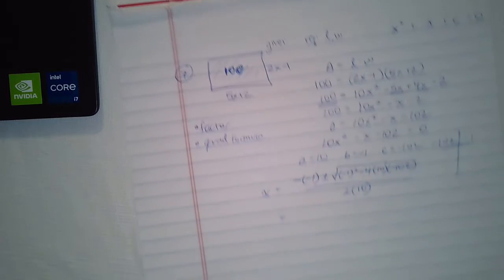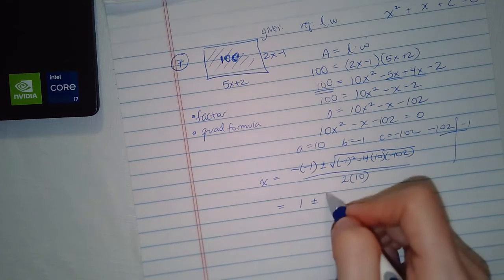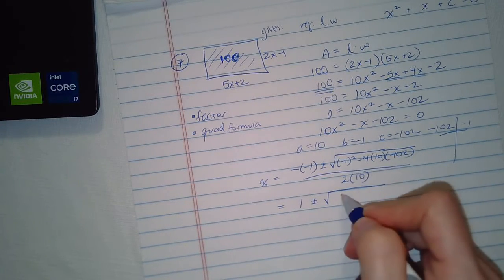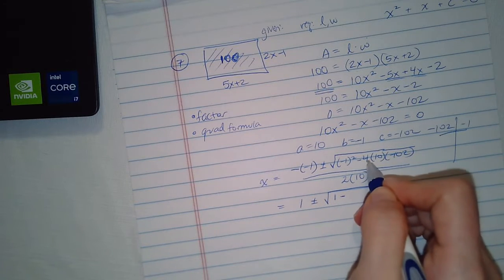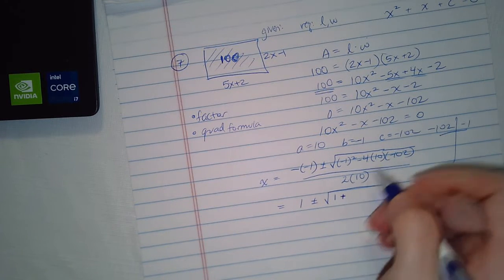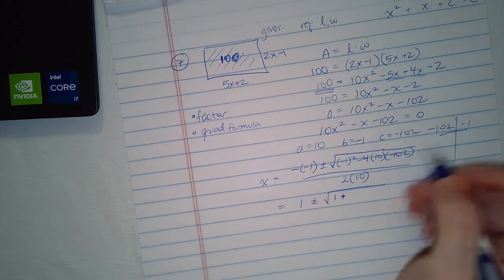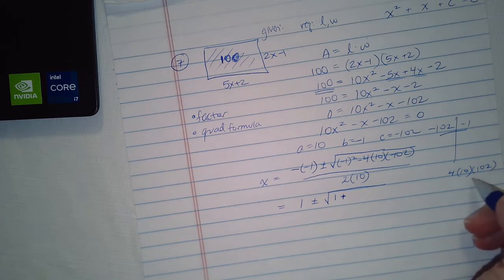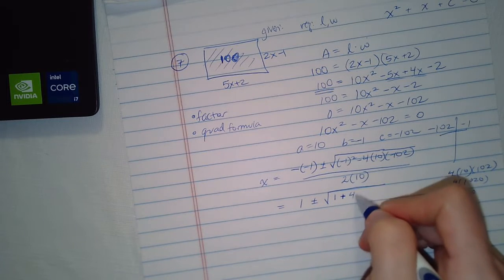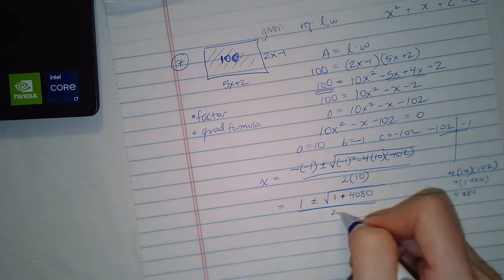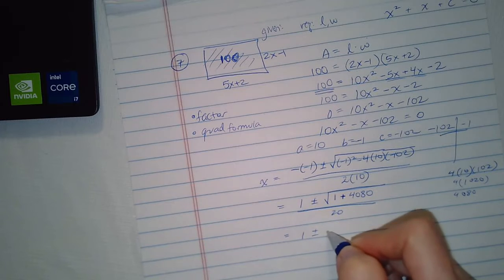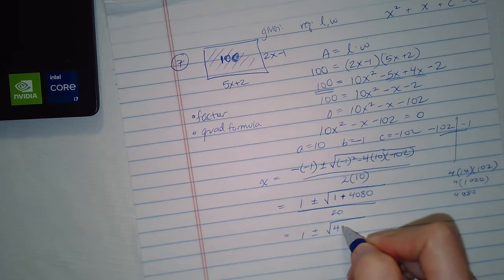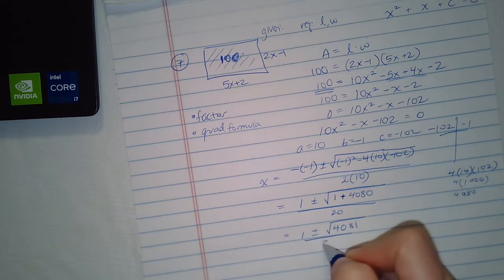Okay, so cleaning this up a little bit, we have positive 1 plus or minus square root of 1 minus 4 times a negative. So we have plus. Okay, we have 10 times 102. So we have 4 times 10 times 102 if we ignore the signs. So 10 times 102 is 1020 times 4 is 4080. Okay, so plus 4080 all over 20. So 1 plus or minus square root of 4081 all over 20.